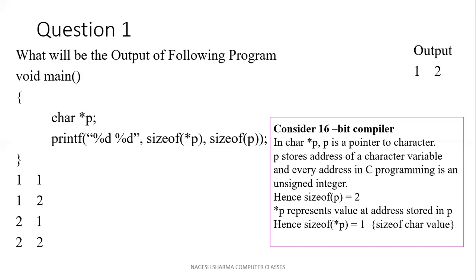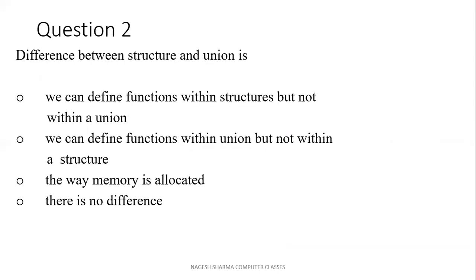Let's move to the second question. Question number 2 is, what is the difference between structure and union? So out of these 4 points, you have to find what is the difference between structure and union. So first point is, we can define function within structure but not within a union. So this is a wrong statement, because in C programming we can never define function within structure. This feature is possible only in case of C++.